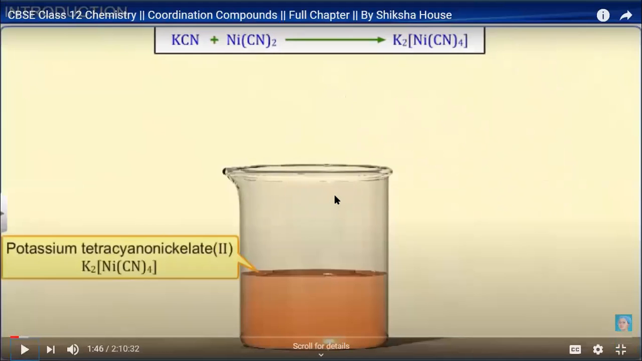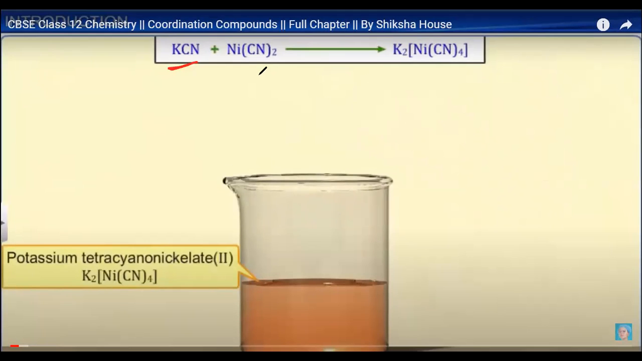So see here, what actually happens here? Whenever we are adding potassium cyanide and nickel cyanide, what happens here? When we add potassium cyanide and nickel cyanide, this is another double salt.